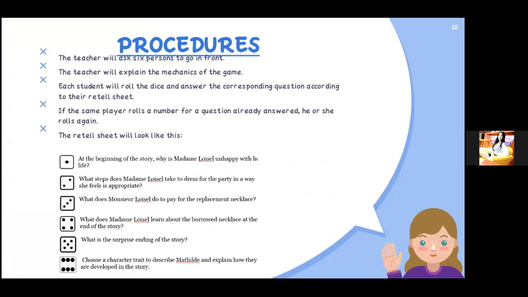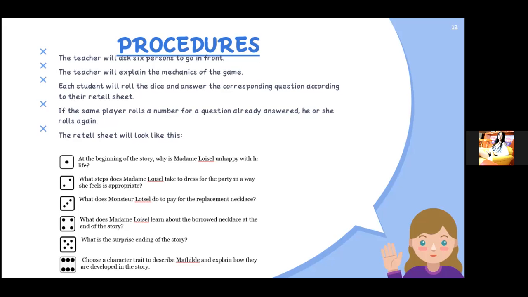The procedure for this task is the teacher will ask a sixth person to go in front. The teacher will explain the mechanics of the game. Each student will roll the dice and answer the corresponding question according to their retell sheet. If the same player rolls a number for a question already answered, he or she rolls again. The retell sheet will look like this.